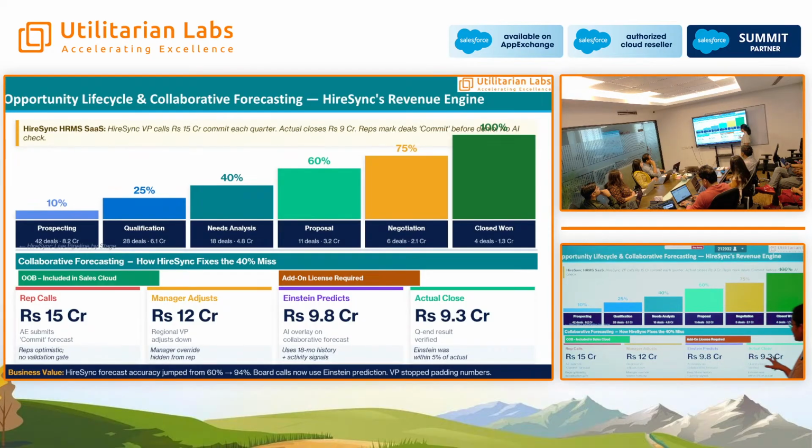And then finally comes the actual closure, after that quarter is completed, it is 9.3. So this comparison you can see is minimal, no? So who is the right one to predict, this Einstein Predict when compared to our manual uses.